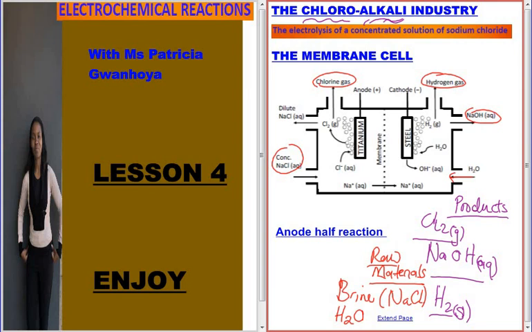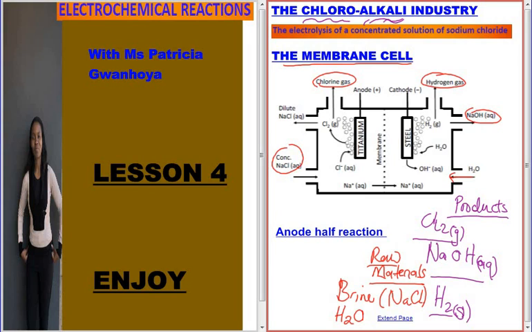Before I get started with this, I want you to know that in the chloro-alkali industry, at first there were other cells that were used before our modern membrane cell. That was the diaphragm cell and the mercury cell. These ones had some environmental problems, and they were not friendly to the environment or to the workers, so most of them were phased out.